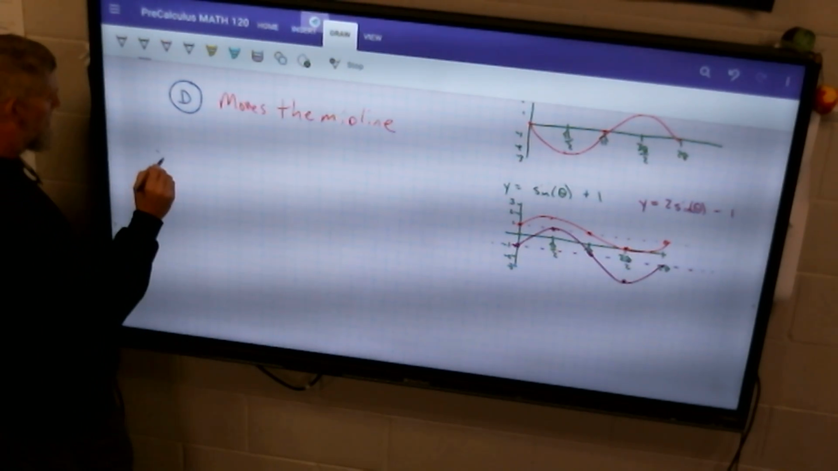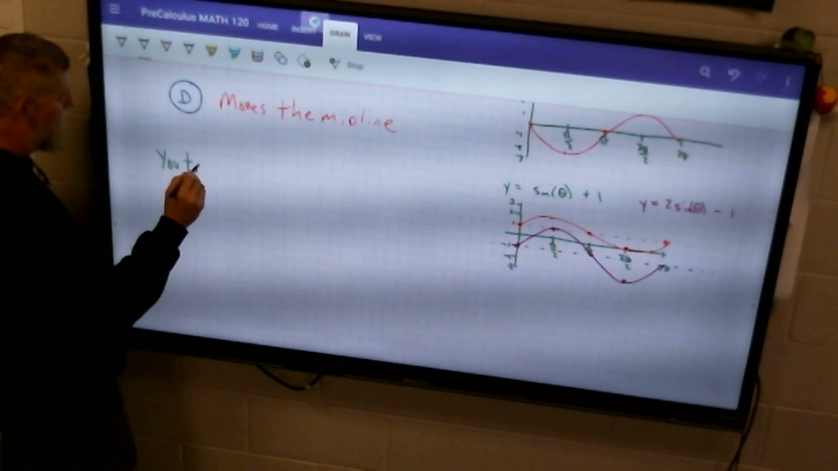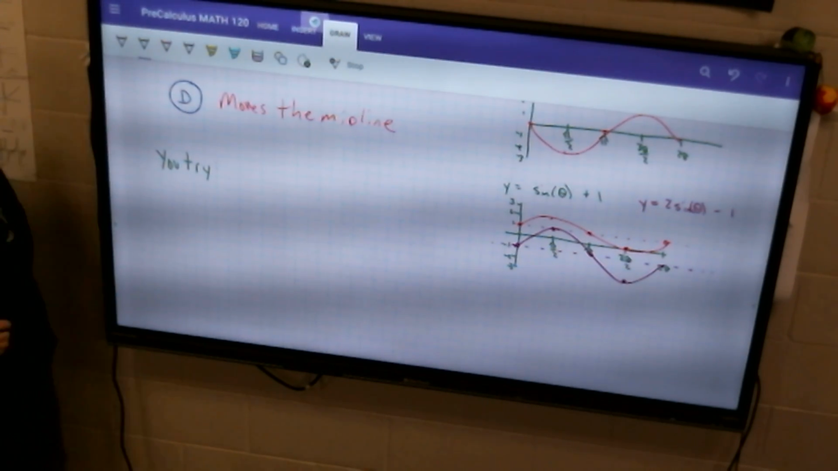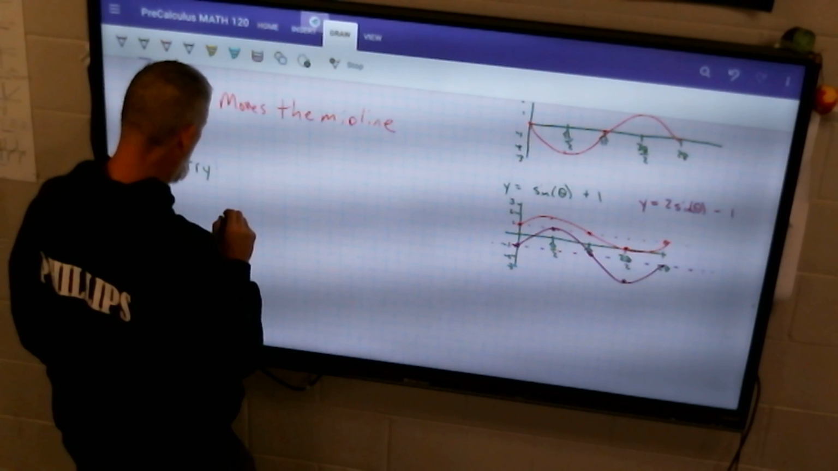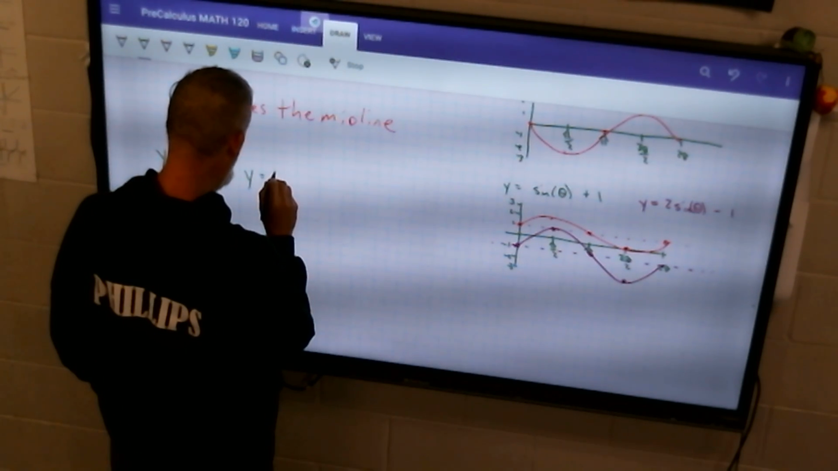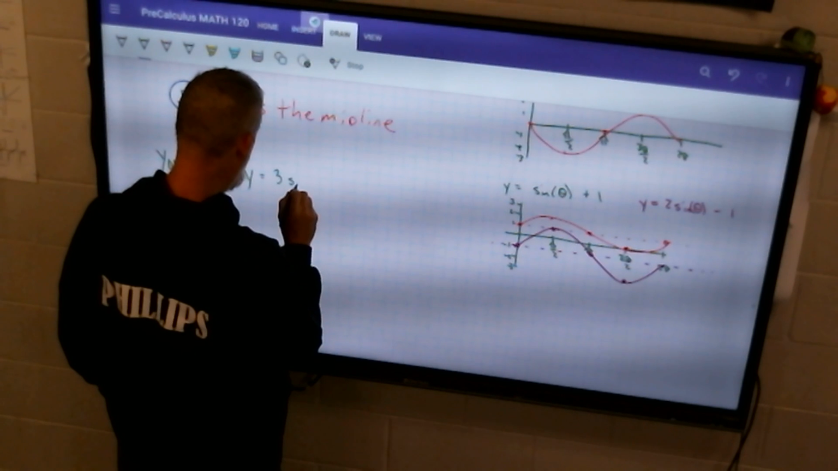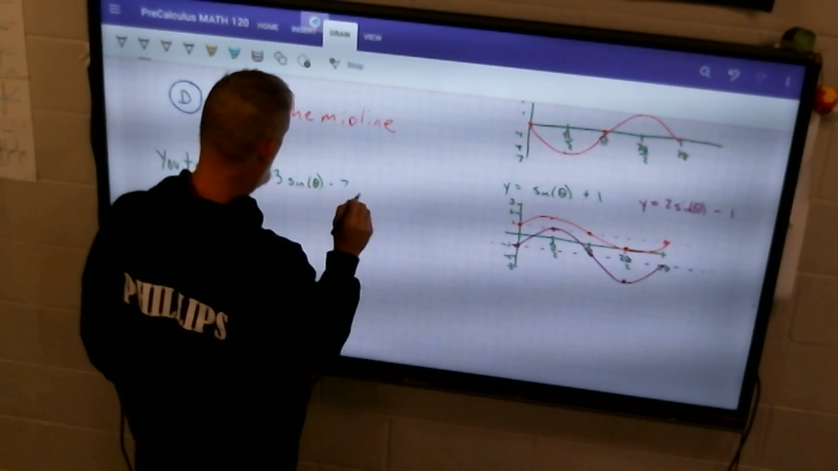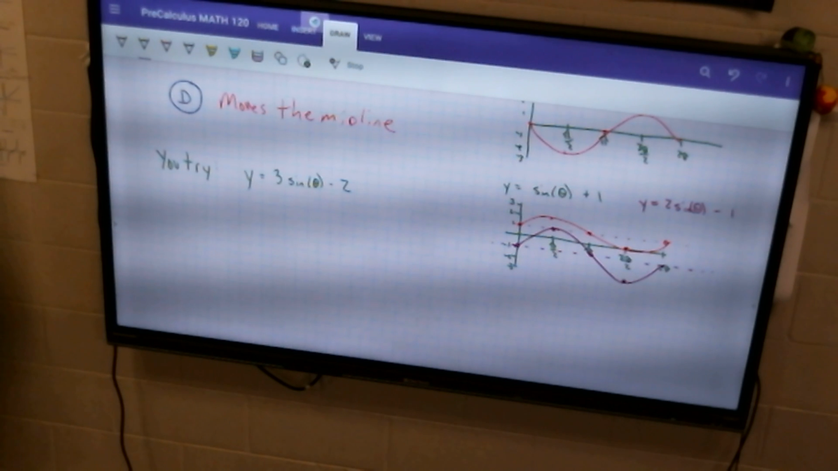You try. Jacob, you're going to want to do this on your own. You try one. Here we go. Let's make one that's really kind of tricky. No, I'm just kidding. Y equals 3 sine of theta minus 2. Try graphing the new midline and the new amplitude completely on your own.